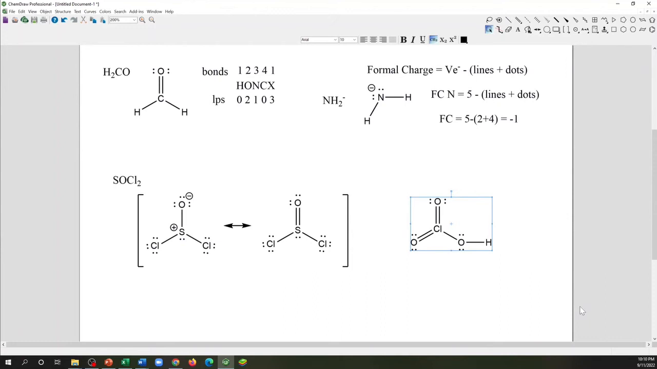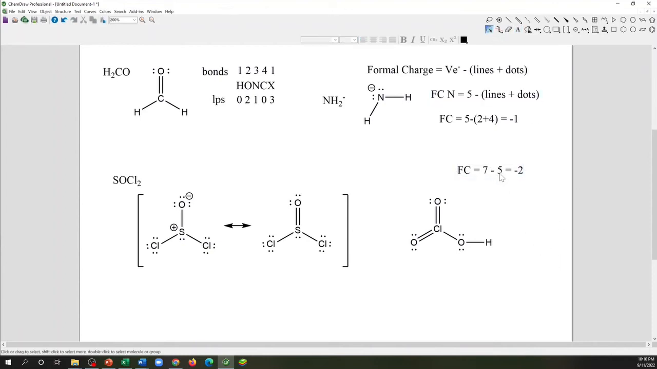But it's not a correct Lewis structure because the chlorine right there does not have enough electrons, I think. Let me check. So I'm going to look at the formal charge here. Formal charge of the chlorine is equal to the 7 valence electrons that the chlorine is supposed to have from the periodic table minus lines and dots. I have no dots currently drawn on that chlorine, and I have 5 lines, and so this should have a formal charge of -2.